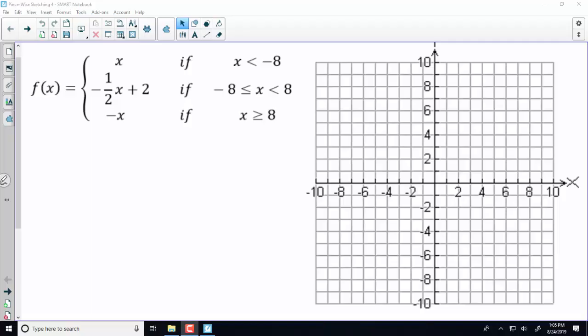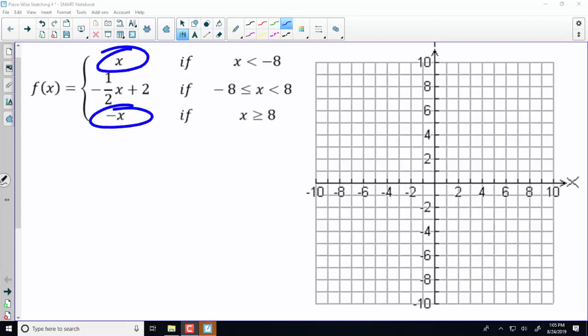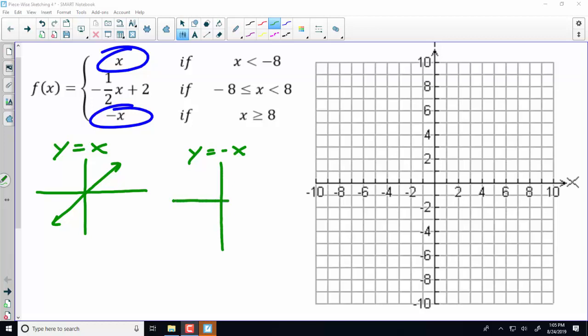Hello everyone. This piecewise function doesn't have any components that are just horizontal line segments, so that's going to make it a little trickier. However, remember, this x and this negative x actually correspond to graphs we should know. Because y equals x is just the line that looks like this when you draw it not as a piecewise function, just on its own. And y equals negative x is the line that looks like that.